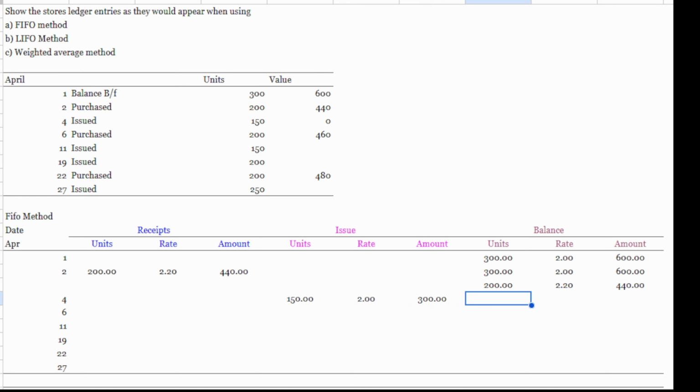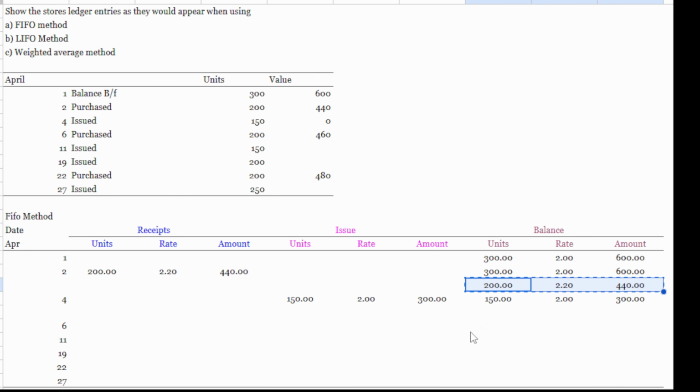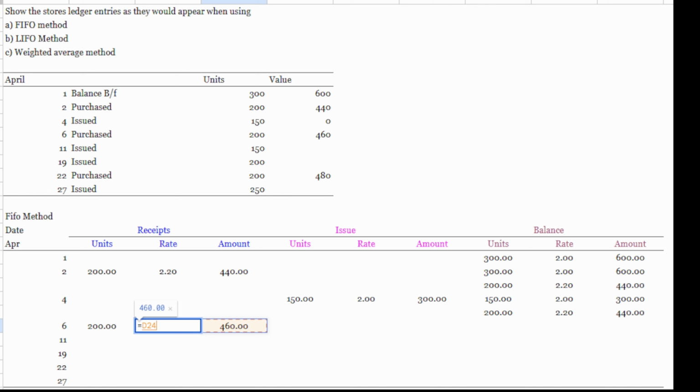So when I'm updating the balance, instead of 300, I'll record 150 and here it will be 2 rupees, and this slot remains unchanged. That means I can directly copy and paste it here and the same process goes on. Next item is a purchase of 200. So I will record 200. The value is 460. So I will have to calculate the unit rate, which is 2.3.